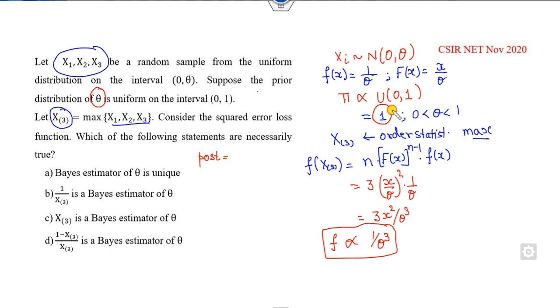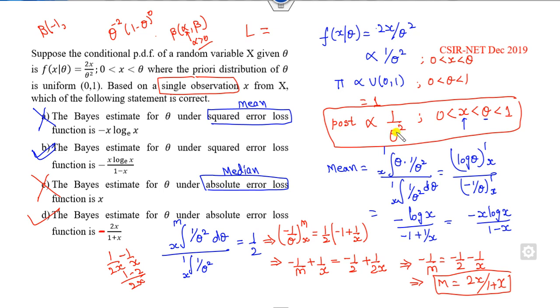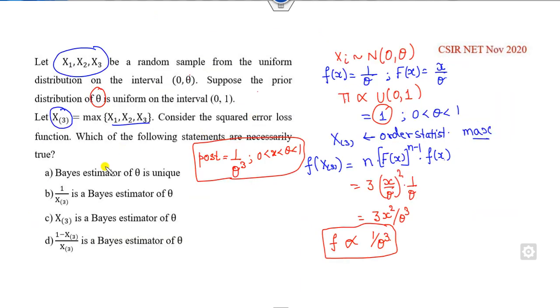If you multiply this by the prior, the domain is 0 less than x less than theta less than 1. Now you can see this is similar to the previous one, but instead of theta square, it is theta cube. Then you have to find the Bayesian estimator because you are unable to identify the distribution. So I can simply find the mean divided by this, and the mean will be integrated from x to 1.